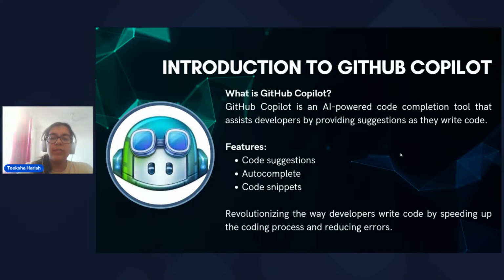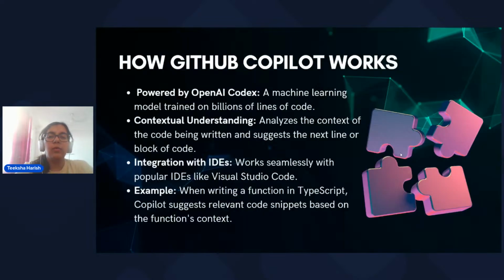Thus, it helps in revolutionizing the way developers write code by speeding up the coding process as well as reducing errors during the development period itself, rather than identifying them in the production phase. Now, let's dive into how GitHub Copilot works.